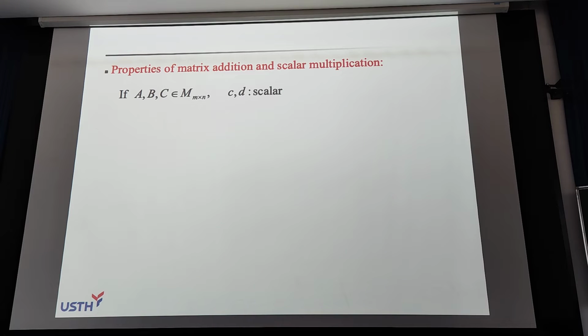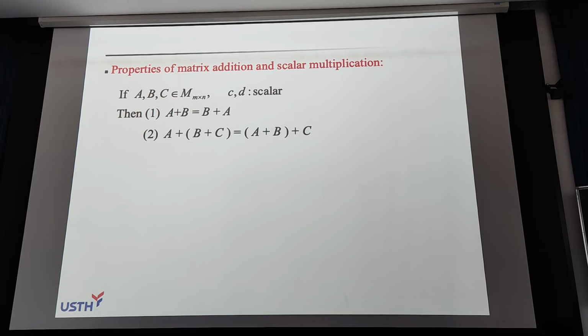Next, now we consider the property of matrix addition and of scalar multiplication. First, about the addition, we have commutativity, có tính giao hoán. A plus B equals B plus A. Very easy for you to verify it. Second one, that is associativity, tính kết hợp.